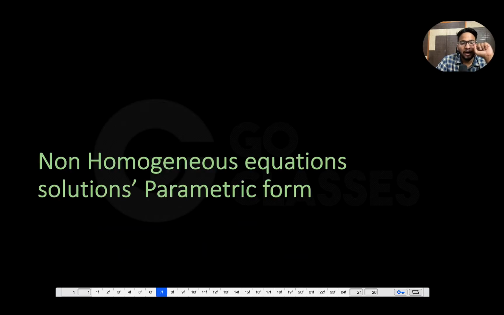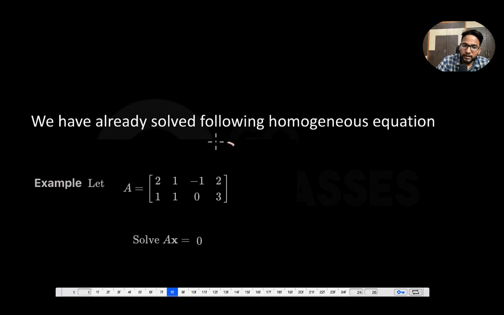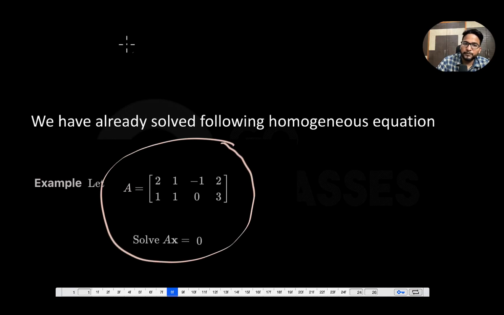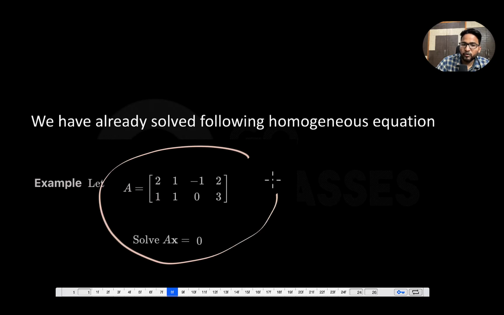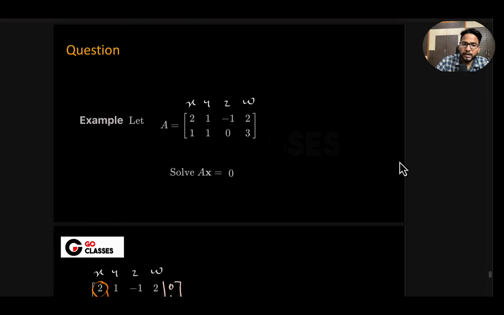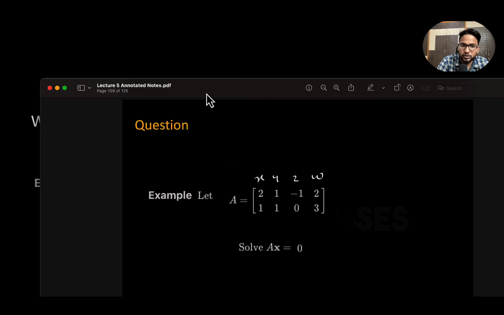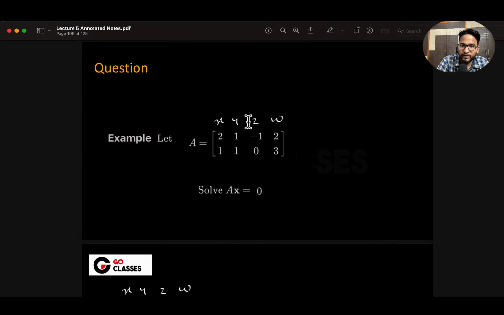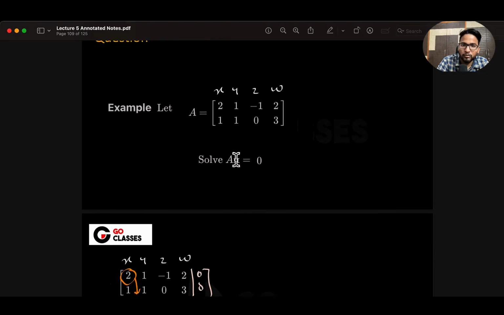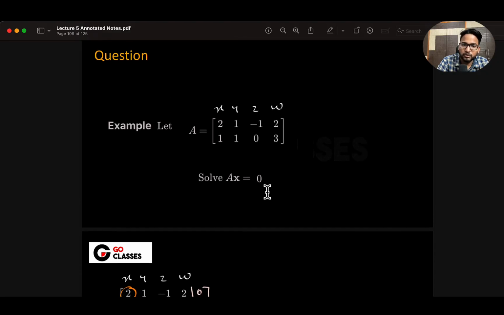Now let's see how to solve non-homogeneous equations, with the solution in parametric form. Although we have already solved it, I wanted to solve one more question, and there I will convey one thing. We already solved one question related to this particular matrix A, and we solved it for Ax equal to 0. If you don't remember, then let me recall it for you. This is what the lecture 5 annotated notes look like, and if you go to lecture 5, you can see that we solved this question where we were solving for Ax equal to 0, right?